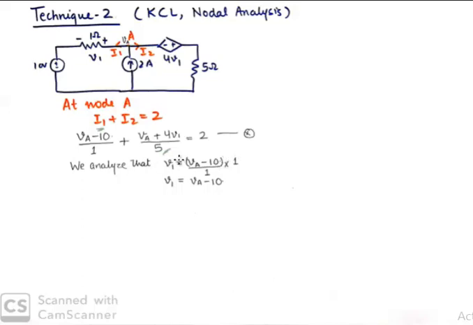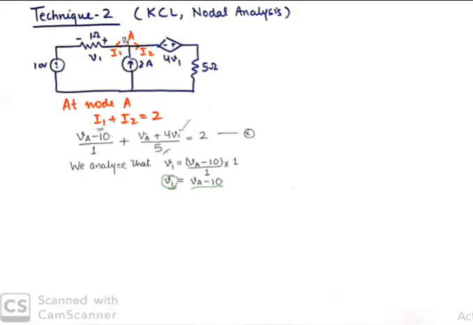Now comes another important part. If we know I1, we can calculate V1, because I1 into 1 will be V1. So that is how I've calculated V1, which is I1. I1 is VA minus 10 upon 1 into 1. So VA minus 10 becomes V1. So if V1 is VA minus 10, this dependent voltage source is also dependent upon V1. So this becomes 4 into VA minus 10, and I can substitute it here.